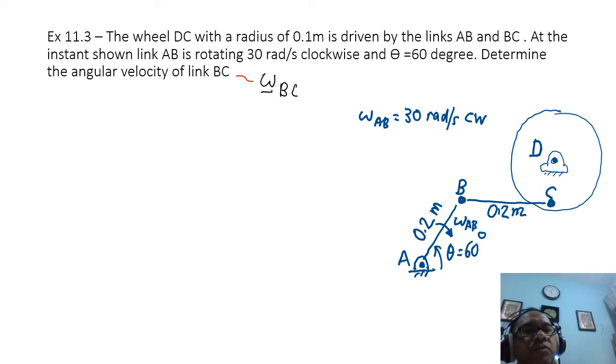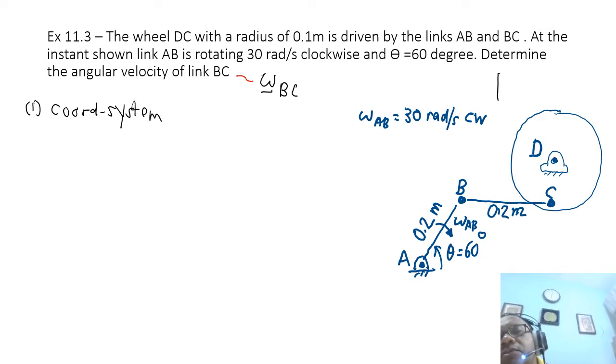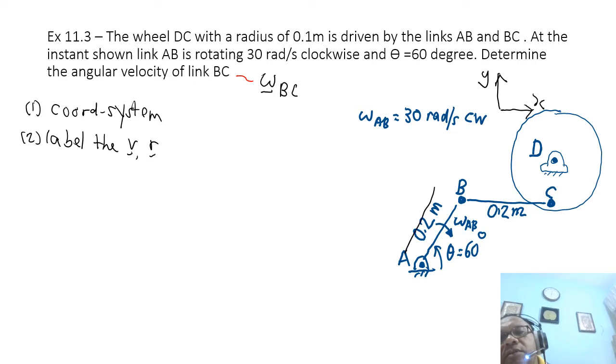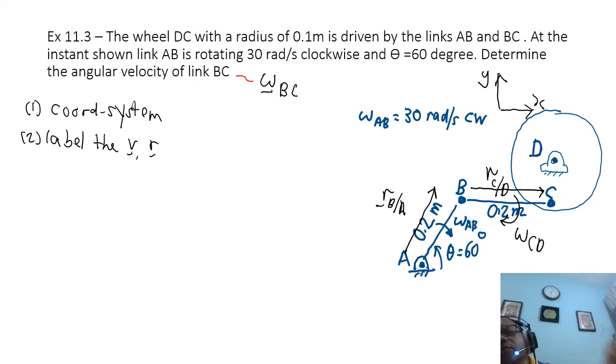So what do we do? The first thing we'll do is set up the coordinate system, which shows where our x, y is. x horizontal, y vertical, and then we label the velocity and the position vector. So we have the position vector B relative to A, and the position vector C relative to D, and of course we can have omega CD. Sorry, this is not omega CD, but omega BC. This one is omega CD.